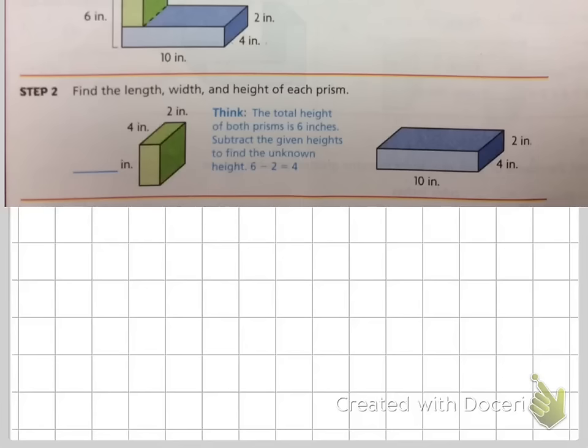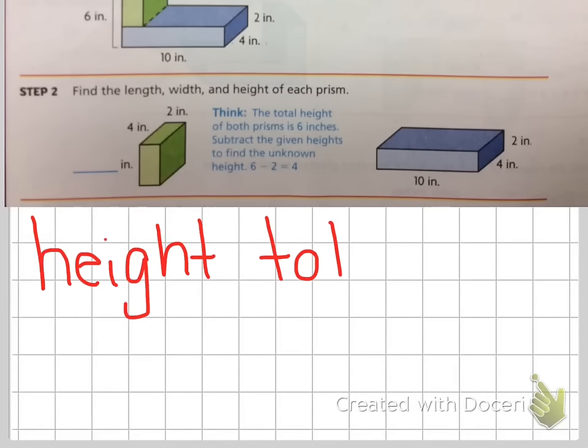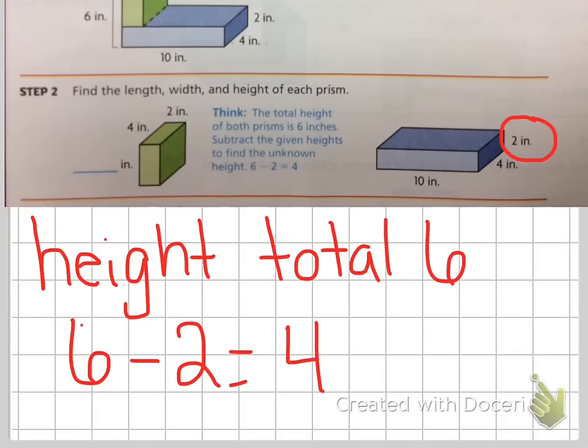We now have to figure out the missing height over on the green prism. We know that the total height of the big figure, the composed figure, is 6 inches. We also know that the height of the blue figure is 2 inches. In order for us to find the height of the green figure, we must subtract. 6 minus 2 equals 4. The height of the green figure is 4 inches.